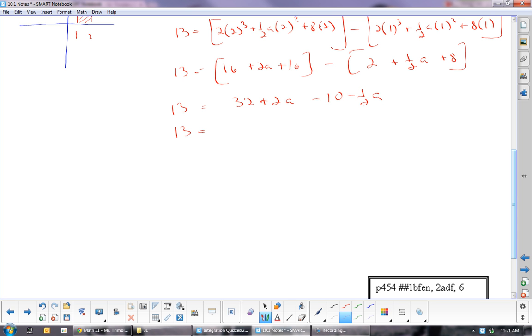Okay, 13 equals 22 plus 3 over 2a. Minus 22 to each side, and I will get negative 9 equals 3 over 2a. Multiply both sides by 2/3, and I get negative 6 to equal a.